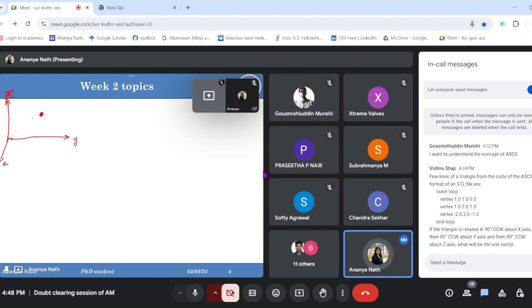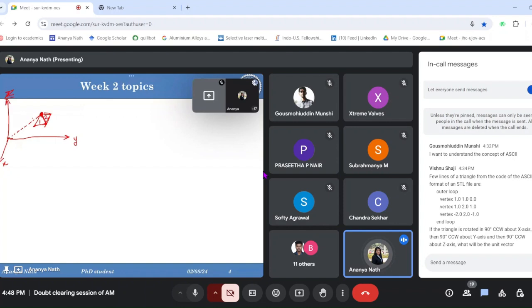This is a point, and from this point, this is a point of a triangle, and you want to rotate the triangle by 90 degrees. So if you want to rotate the triangle by 90 degrees, this triangle will be like this after some time. This is 1 and this is 2.